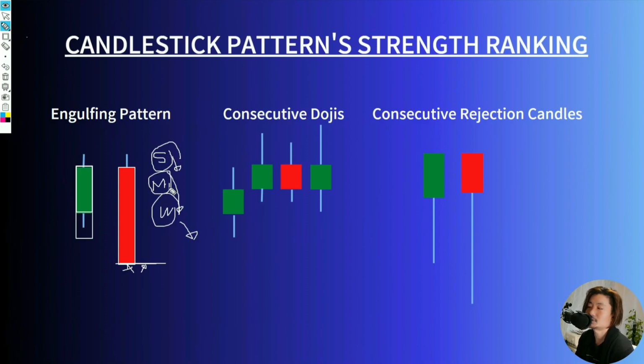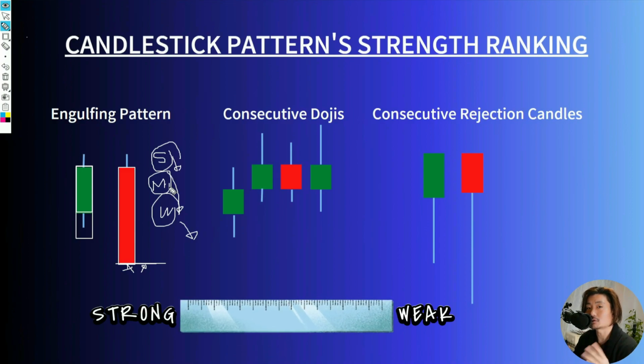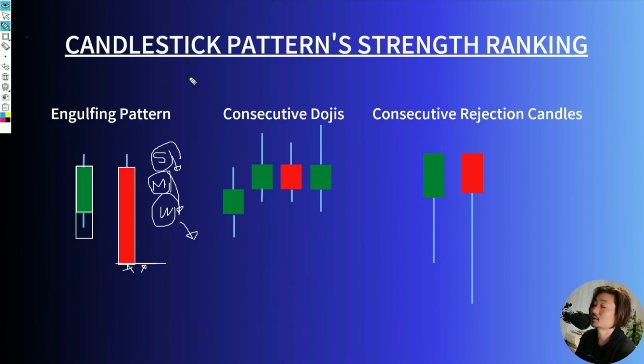Okay, so when it comes to these patterns, there's a couple more dynamics you have to pay attention to, and the range between the strong and the weak patterns becomes more incremental. And if you have a question about these, please let me know in the comment section. Okay, so let's go on to the consecutive dojis.